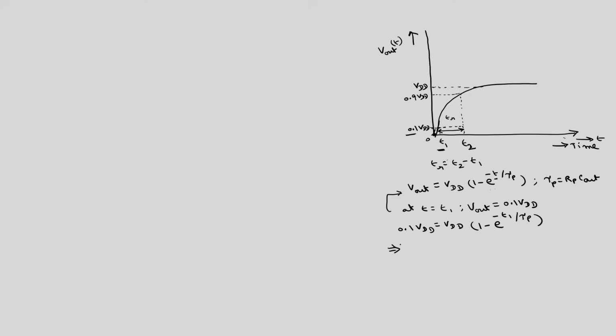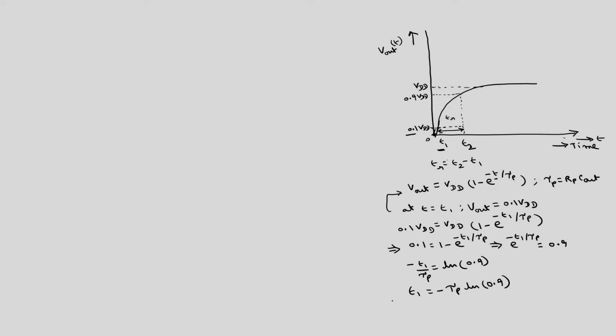So what is the t1 expression? VDD gets cancelled, so 0.1 is equal to 1 minus e raised to the power of minus t1 by tau p. If I take this 0.1 to that side, it implies e raised to the power of minus t1 by tau p is equal to 0.9. If we take the logarithm on both sides, minus t1 by tau p is equal to ln 0.9. So t1 is equal to minus tau p ln 0.9.